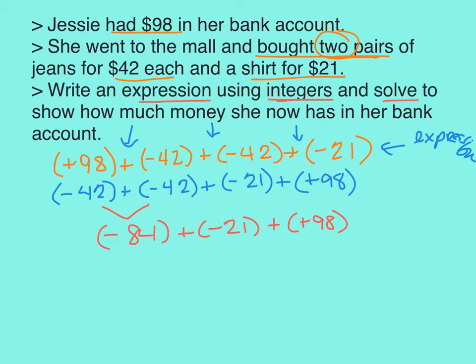So next I've got negative 84 plus negative 21. Again, 2 negative integers. So I can add them together. It's going more into the negatives. So I just think about 84 plus 21. Well, 80 plus 20 is 100. 4 plus 1 is 5. So, and they're both negative. That's why I was able to do what I just did. So I've got negative 105 plus positive 98.